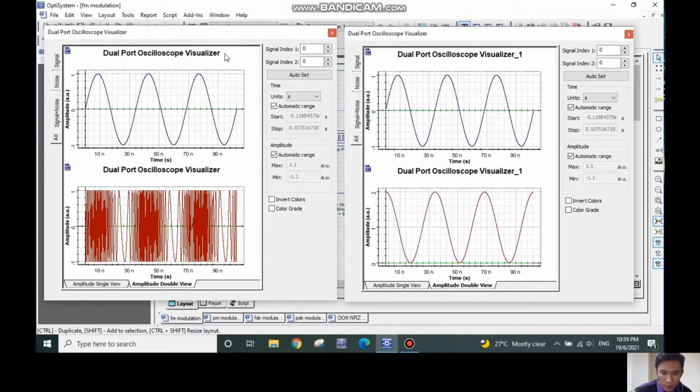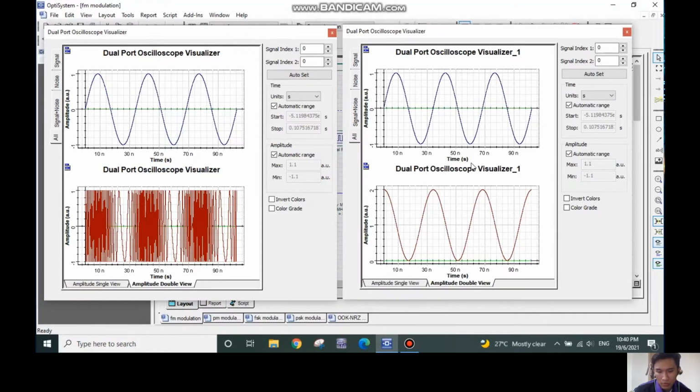So as we can see here, this is the message signal, and this is the frequency modulated signal, and this is the comparison between the message signal and demodulated signal. So we can see that the message signal and the demodulated signal are similar, which means that the modulation is a success.